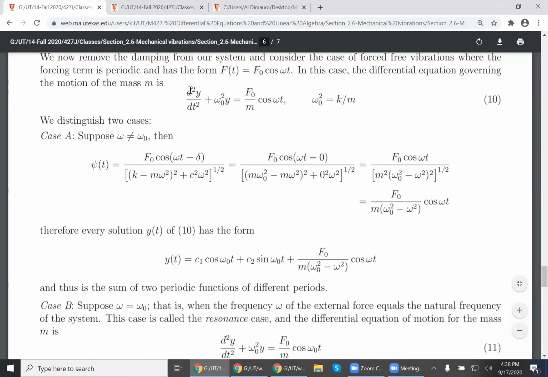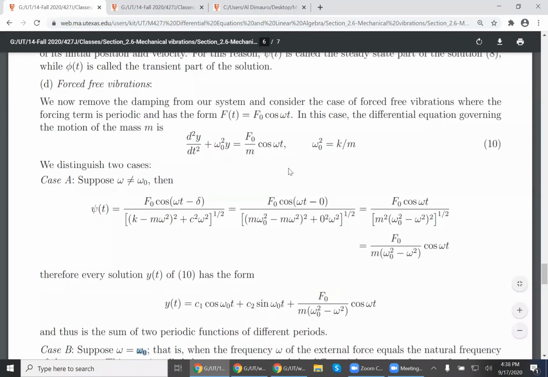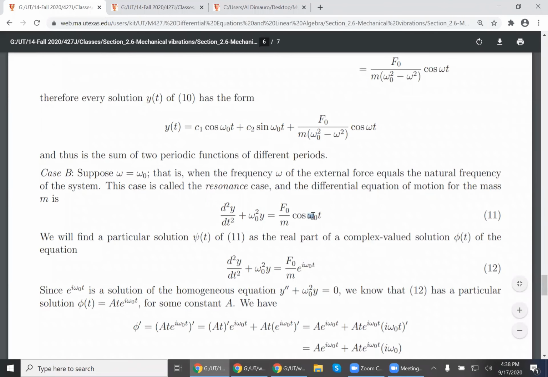Therefore, the general solution of this equation is equal to the sum of two pieces. General solution of the corresponding homogeneous equation plus particular solution of this equation. Case B. Suppose omega is equal to omega 0. In this case, we replace omega here by omega 0.